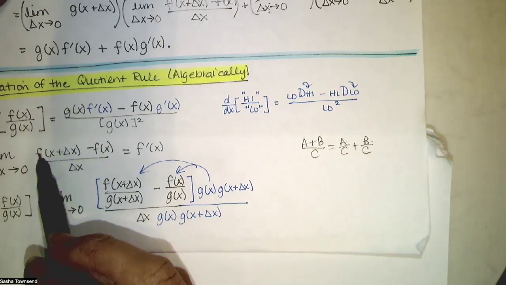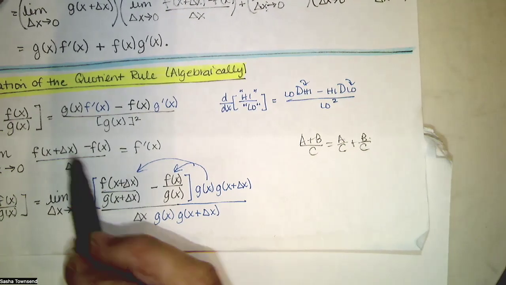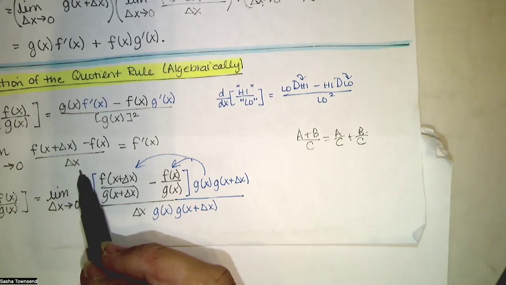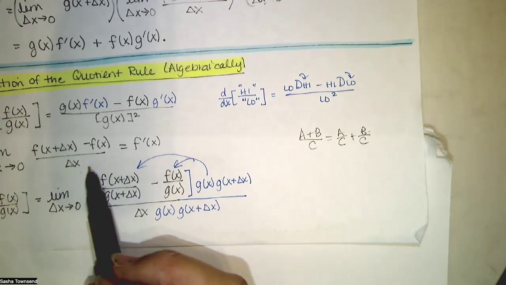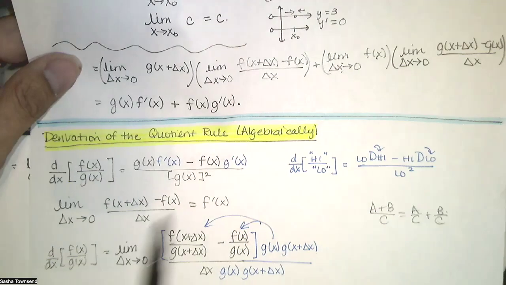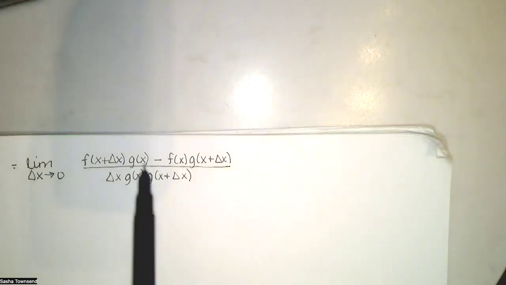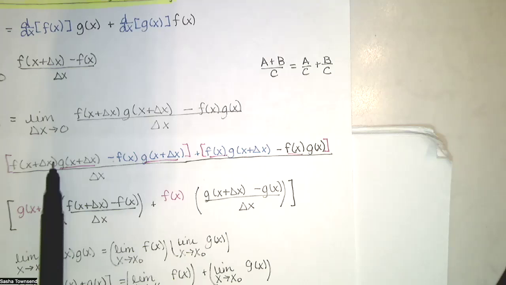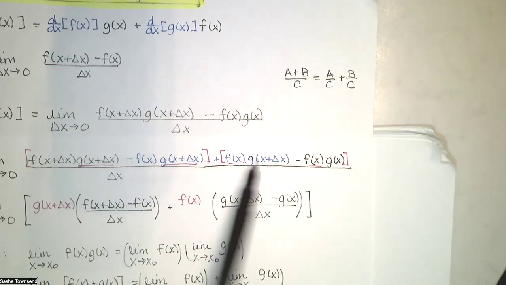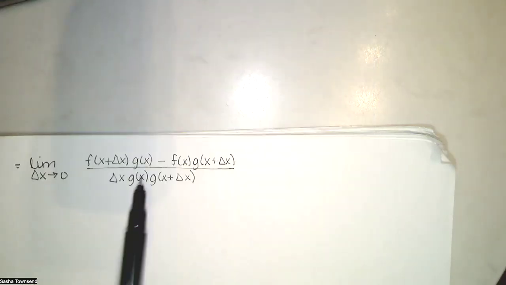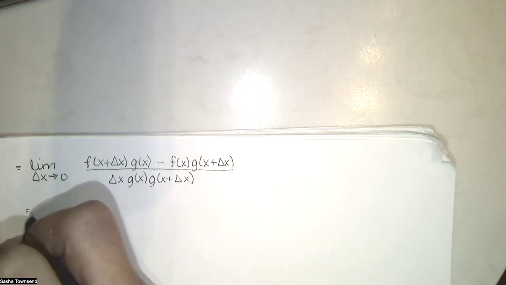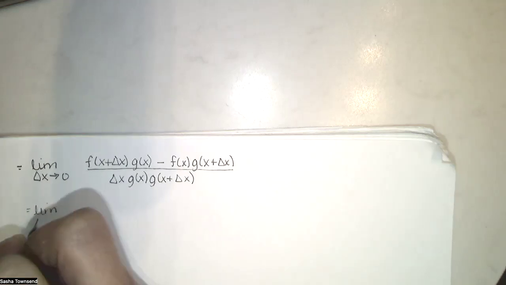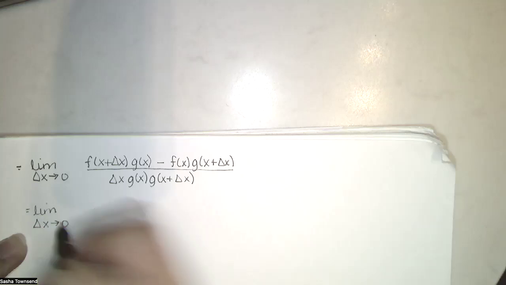So I'm looking at this f of x plus delta x divided by delta x, and I'm trying to make that expression that I have here match this one right here. But the problem is that it's multiplied by a g of x. Now we've handled something like this before when we added and subtracted just the right thing in the derivation for the product rule. So this is a very, very similar technique.